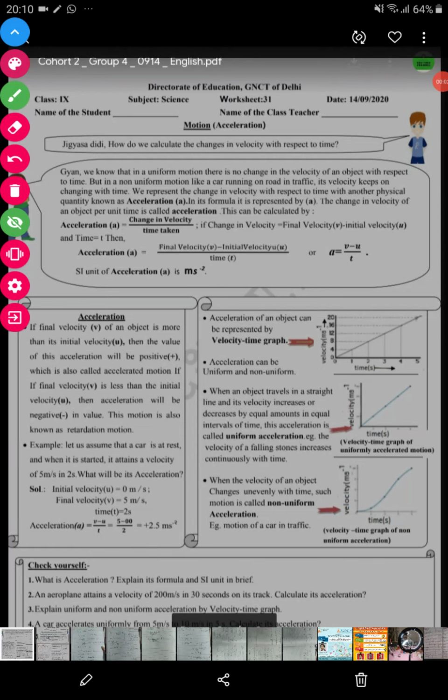Good morning, dear students. Once again, we are here to discuss RDOE worksheet 31 from your chapter Motion, and today we will discuss acceleration. Gyan wants to know how do we calculate the change in velocity with respect to time.